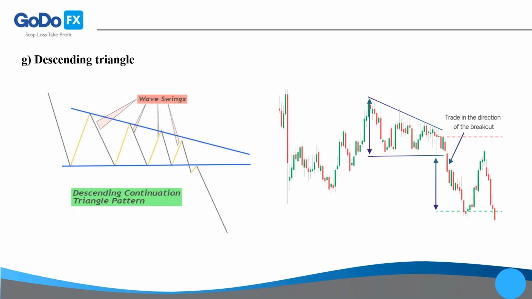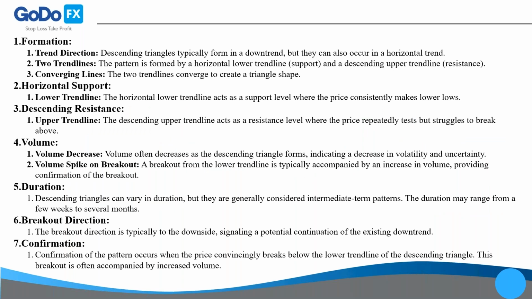Now for the descending triangle, which is a bearish continuation pattern that forms during a downtrend, and it is characterized by a horizontal lower trend line, the support line, and a descending upper trend line, the resistance. After it, we're gonna have a downtrend when the chart breaks out the support line. Descending triangles typically form in a downtrend, but they can also occur in a horizontal trend.